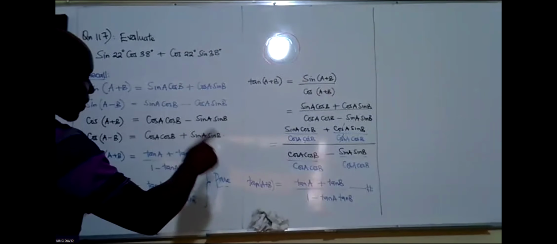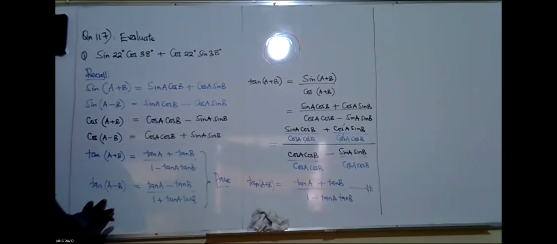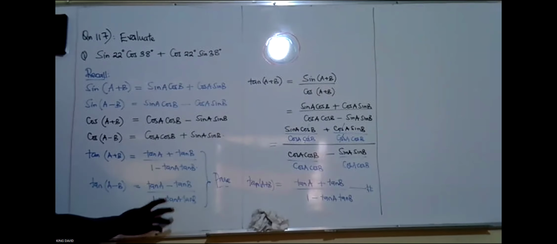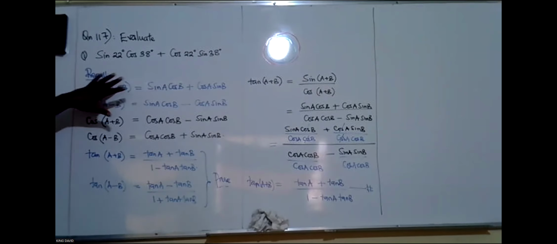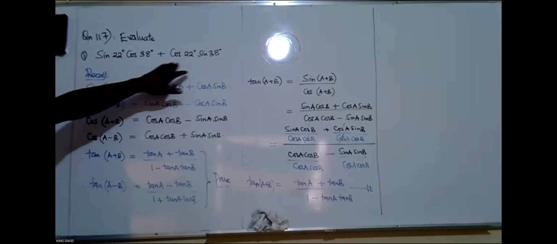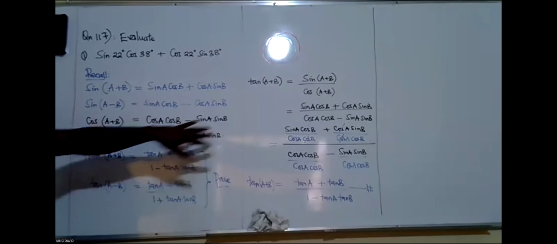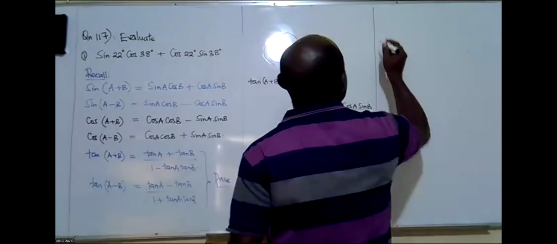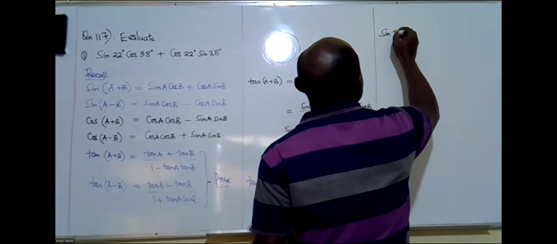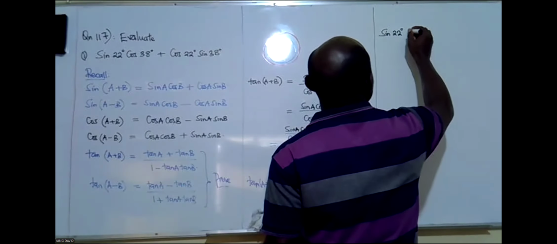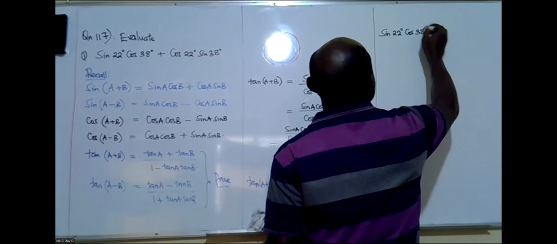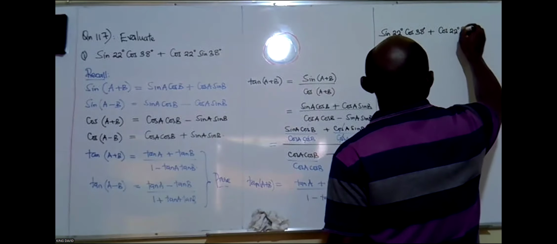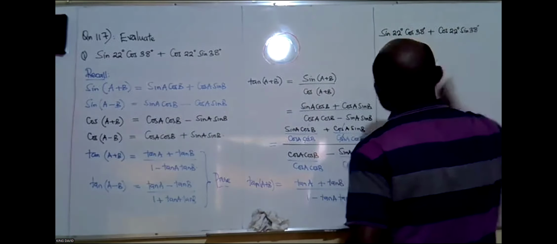So using the same procedure, you can prove the tan of A minus B to be this. So why are we going into this? The compound angle formulas, to evaluate this, we needed to have an idea on those compound angle formulas. So looking at what we are given, sine of 22 degrees, cos of 38, plus cos of 22 degrees sine of 38.